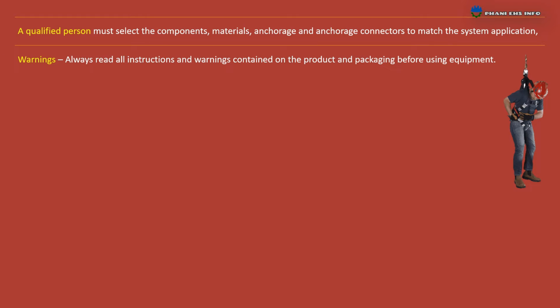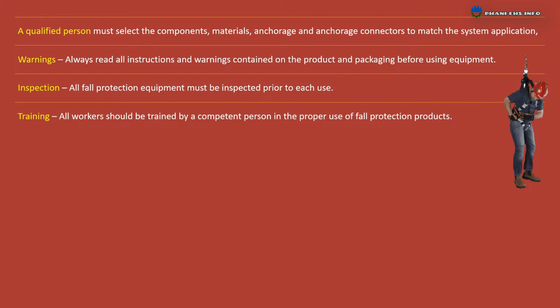2. Warnings. Always read all instructions and warnings contained on the product and packaging before using any fall protection equipment. 3. Inspection. All fall protection equipment must be inspected prior to each use. 4. Training. All workers should be trained by a competent person in the proper use of fall protection products.